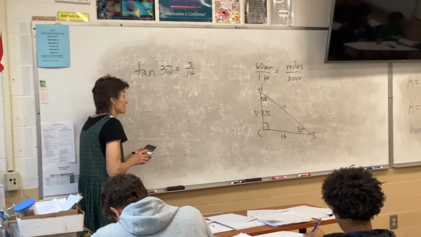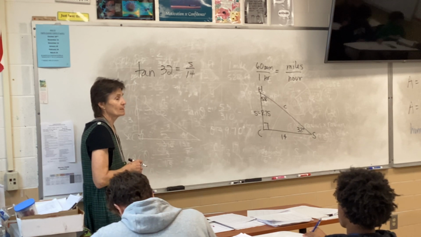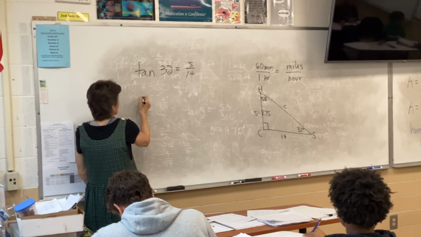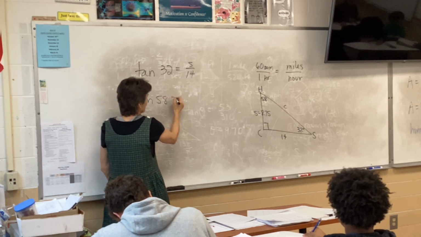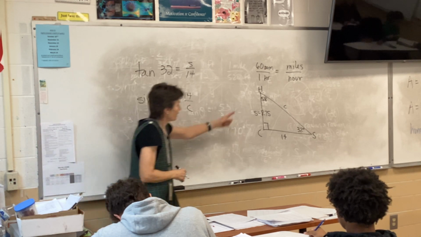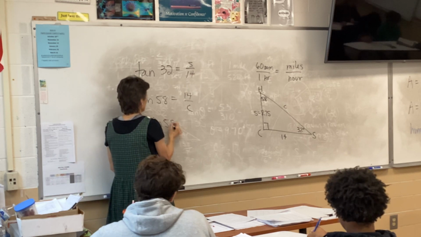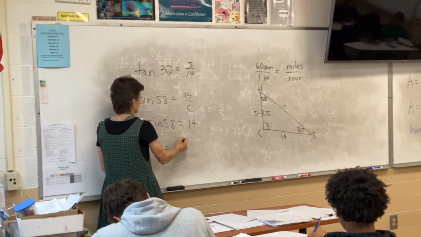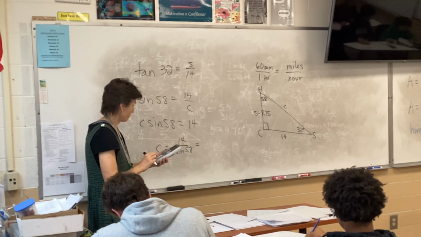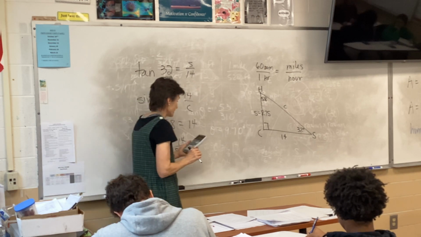And then side C, could I do something similar for side C? Yep, I could say maybe what? Sine 58 equals 14 over C, is that a true statement? Opposite over hypotenuse. So C sine 58 equals 14, and 14 over sine 58 is side C. That's 16.51.